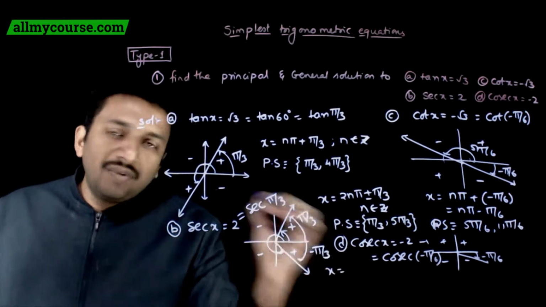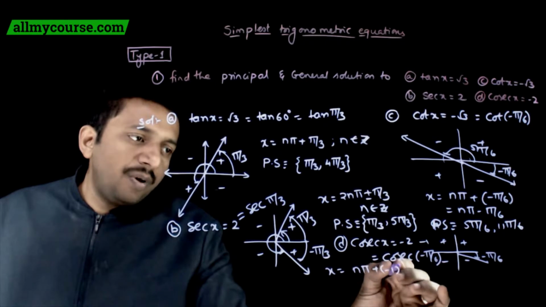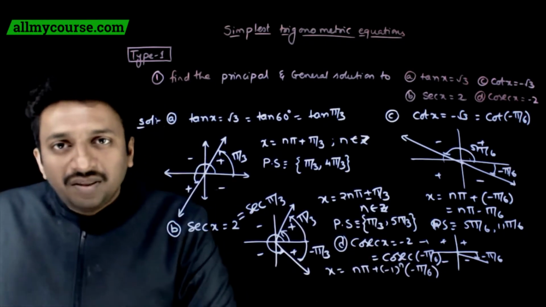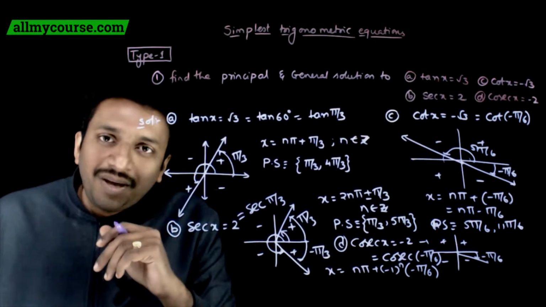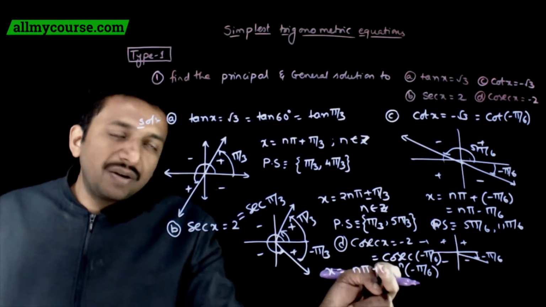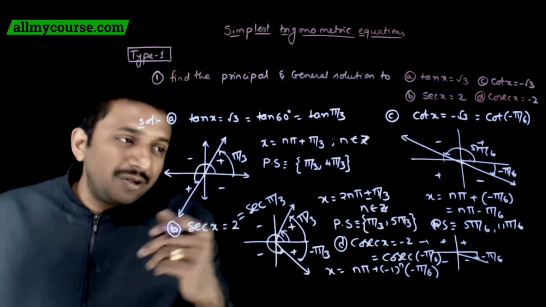So x is equal to n pi plus minus 1 whole power n times minus pi by 6. So this will be the general solution to this equation, cosecant x is equal to minus 2. You can take a minus common, so you can write it as minus 1 whole power n plus 1 also. And what is the principal solution?